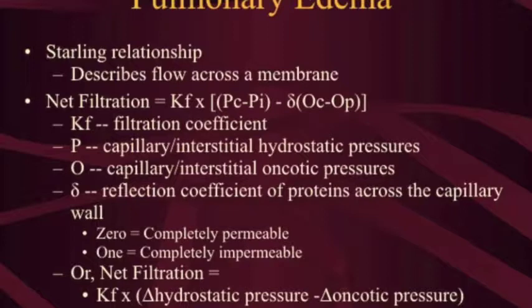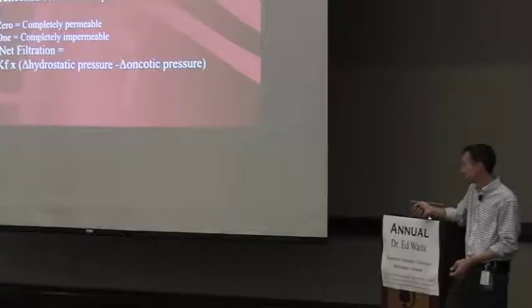Basically, Pc minus Pi is the capillary pressure minus the interstitial pressure. The capillary pressure is higher because it's a blood vessel and it's under pressure there, and the interstitial pressure is on the other side of it. Oncotic pressure is the opposite of that. The oncotic pressure is trying to keep fluid in the capillaries and not allow it to seep out into the interstitium. So those are the opposite of each other.